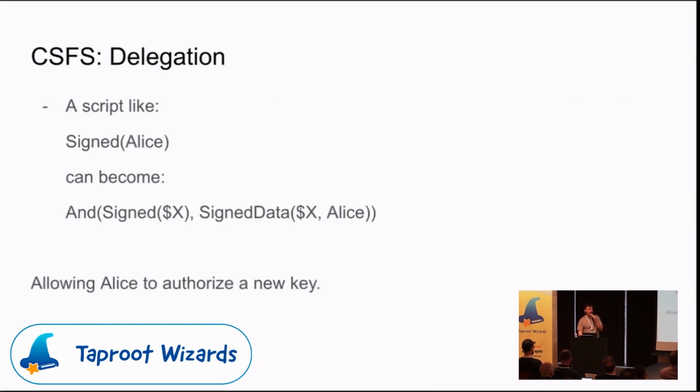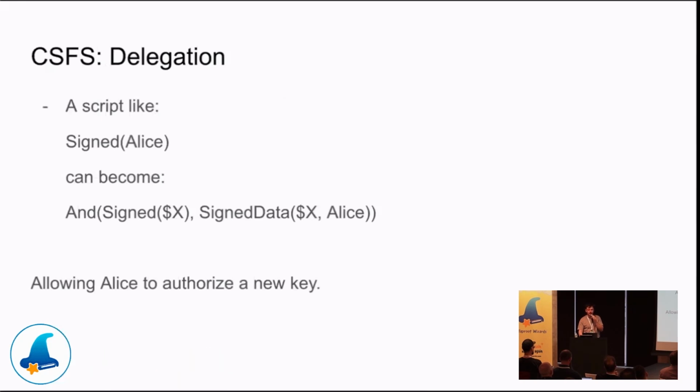Check sig from stack enables a basic form of delegation. So you can have a script that is signed by Alice, but instead it could become Alice signs a key, and then that key then signs the transaction. So it would enable you to maybe have a cold wallet that is just authorizing a key in your hot wallet to do something later, lets you template scripts out.